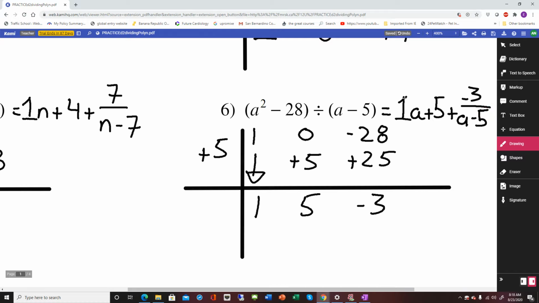Okay, good job. Keep practicing. You have to master the basics first before we can go on and divide by quadratic divisors and things like that. Okay, good job.